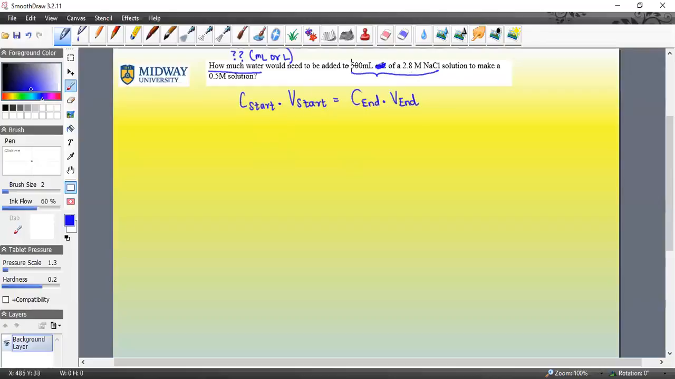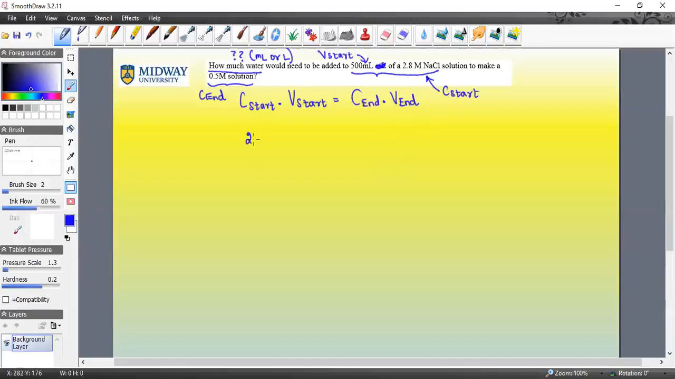So when I write this way, that means I know the concentration at the start, which is 2.8 molar, and I know the volume at the start, which is 500 mils. And I know the end concentration, which is C end. But the question asks how much water would be needed to add to the 500 mils. So this is not a straightforward plug-in. You have to do one more modification to it when you're finished with the problem. But let's start this way first.